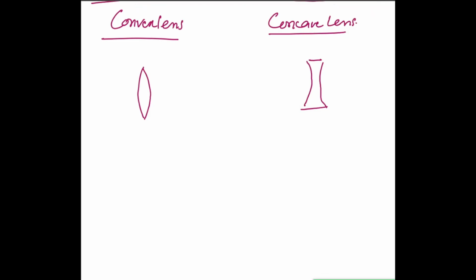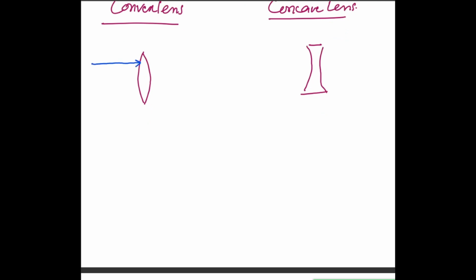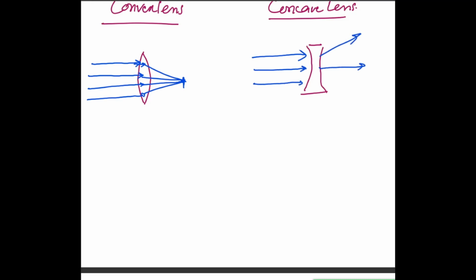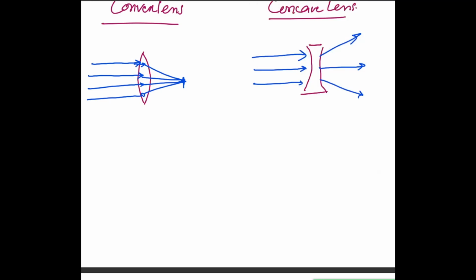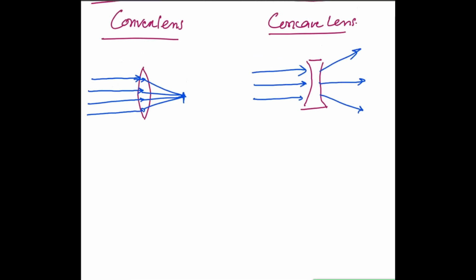Okay, so light rays traveling towards this lens will converge at a single point like this. And light traveling towards this concave lens will actually spread outwards like this. Yes, do we understand this point? Okay, so it's your job to remember that a convex lens is a converging lens and a concave lens is a diverging lens.